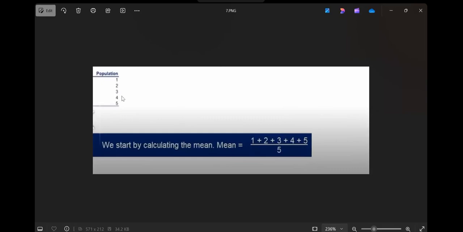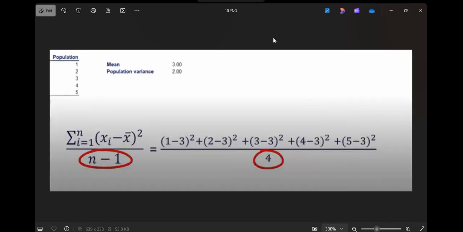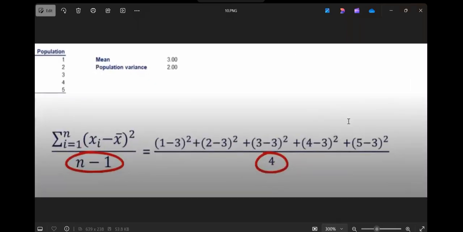Assume there are 5 students here. So for 5 students, we take a mean, and the mean is 3. And statisticians have already written this as the population variance, and that's what we need to learn. Clear? Do you understand, buddy? I hope these things are clear.